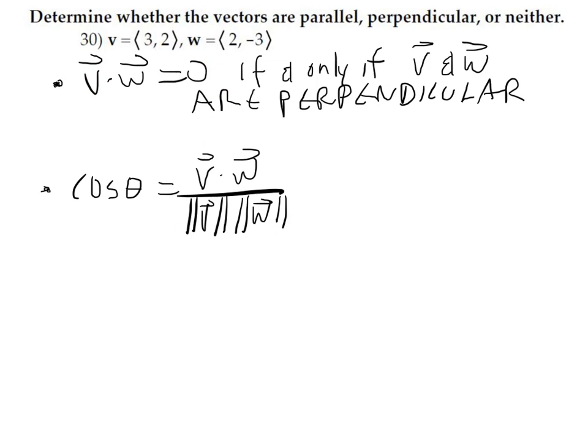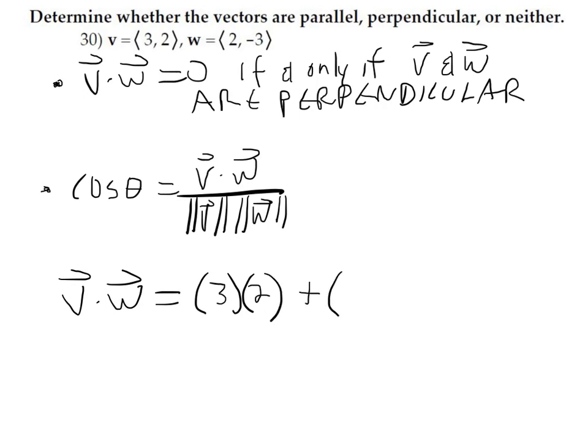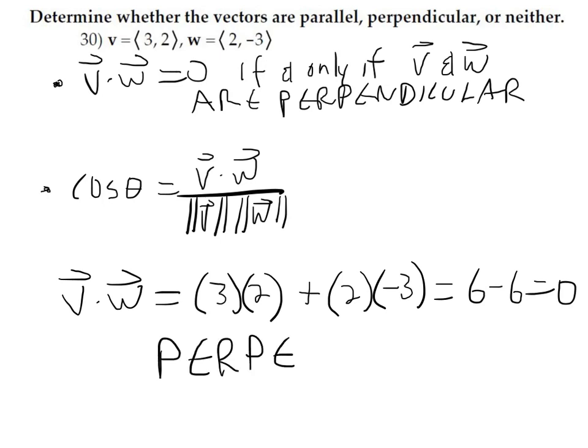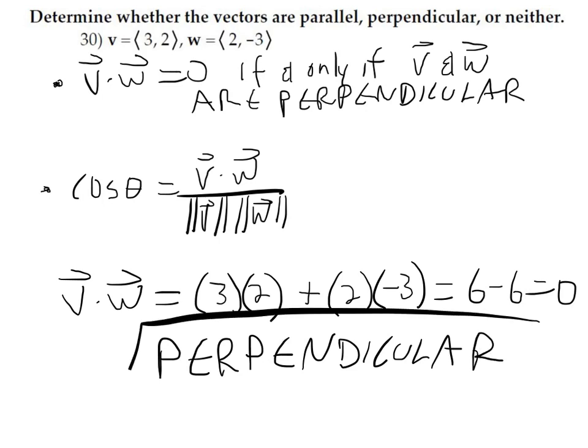So let's work out the dot product. V dot w would be the first of v, 3, times the first of w, 2, plus the second of v, 2, times the second of w, negative 3, and we get 6 minus 6 is 0. These are perpendicular. Be prepared that if this is non-zero, you continue forward finding the angle between.